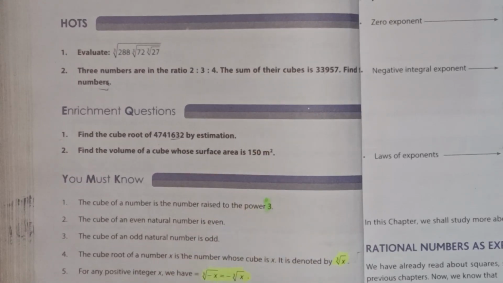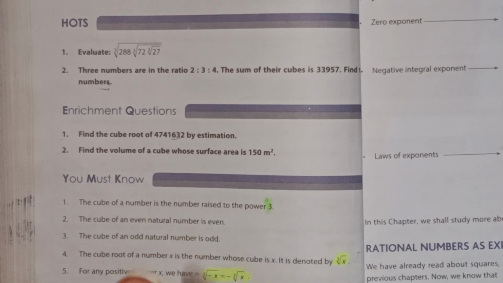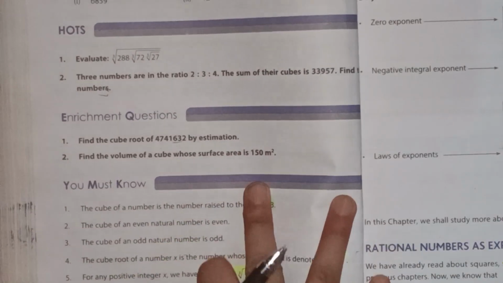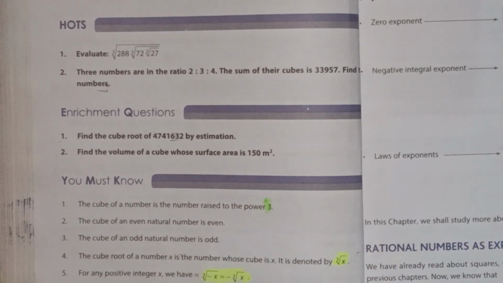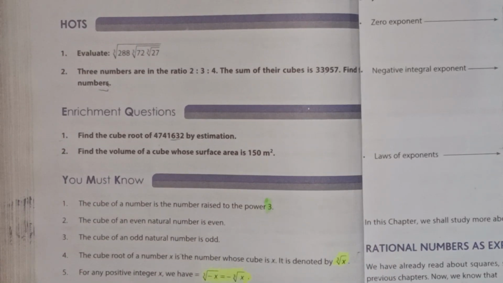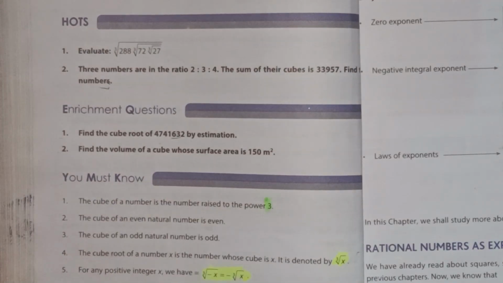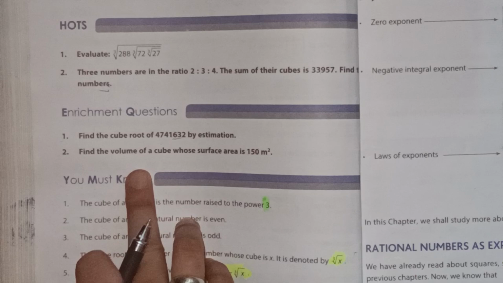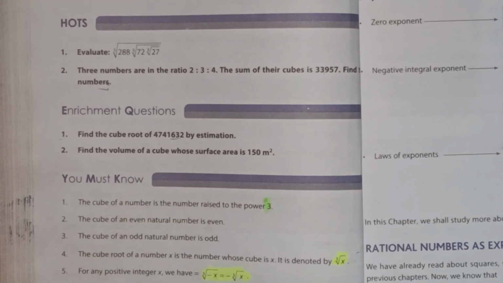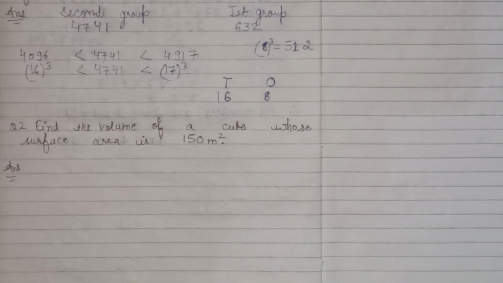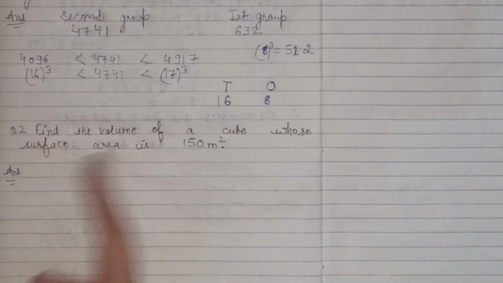Firstly, we have to know the formula of the surface area of a cube. Then from the surface area, we calculate the side of the cube, and when we get the side, we get the volume of the cube by applying the formula. So let's begin. Firstly, always write the given.